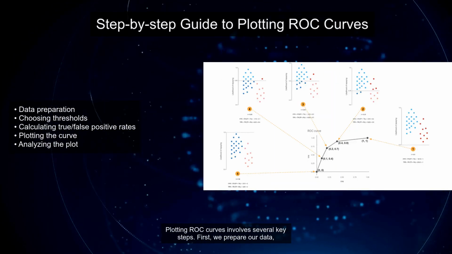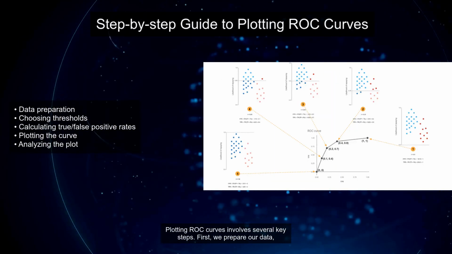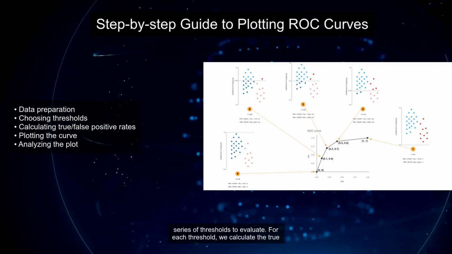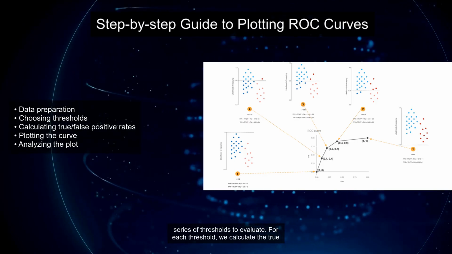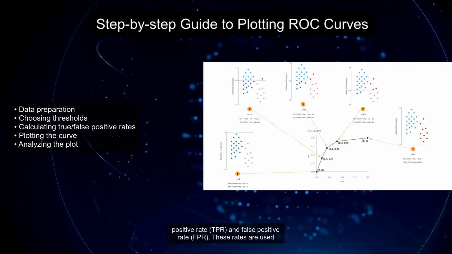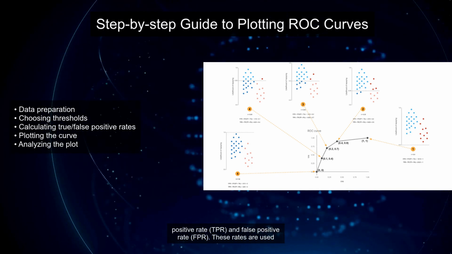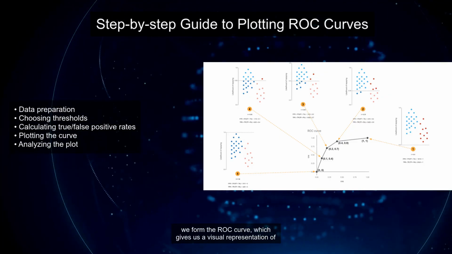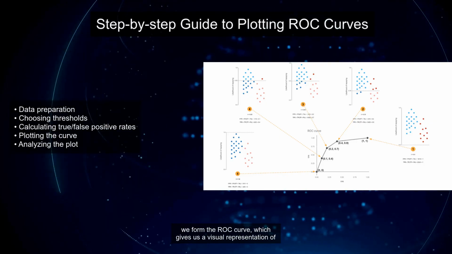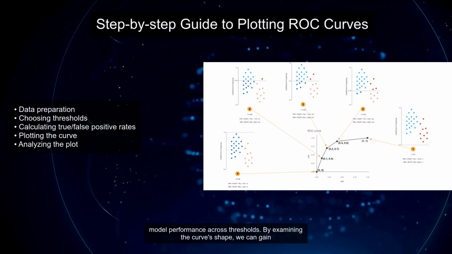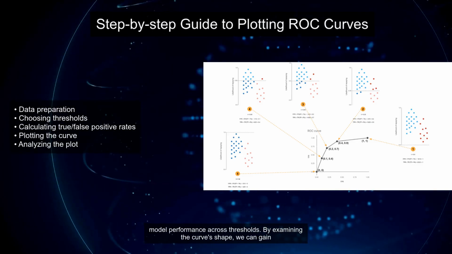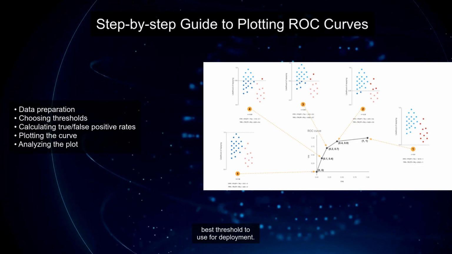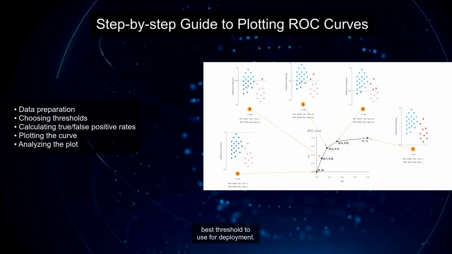Plotting ROC curves involves several key steps. First, we prepare our data, ensuring we have binary labels and predicted probabilities. Next, we select a series of thresholds to evaluate. For each threshold, we calculate the true positive rate, TPR, and false positive rate, FPR. These rates are used to plot points on the ROC curve. As we connect these points, we form the ROC curve, which gives us a visual representation of model performance across thresholds. By examining the curve shape, we can gain insights into the balance between sensitivity and specificity, guiding decisions on the best threshold to use for deployment.